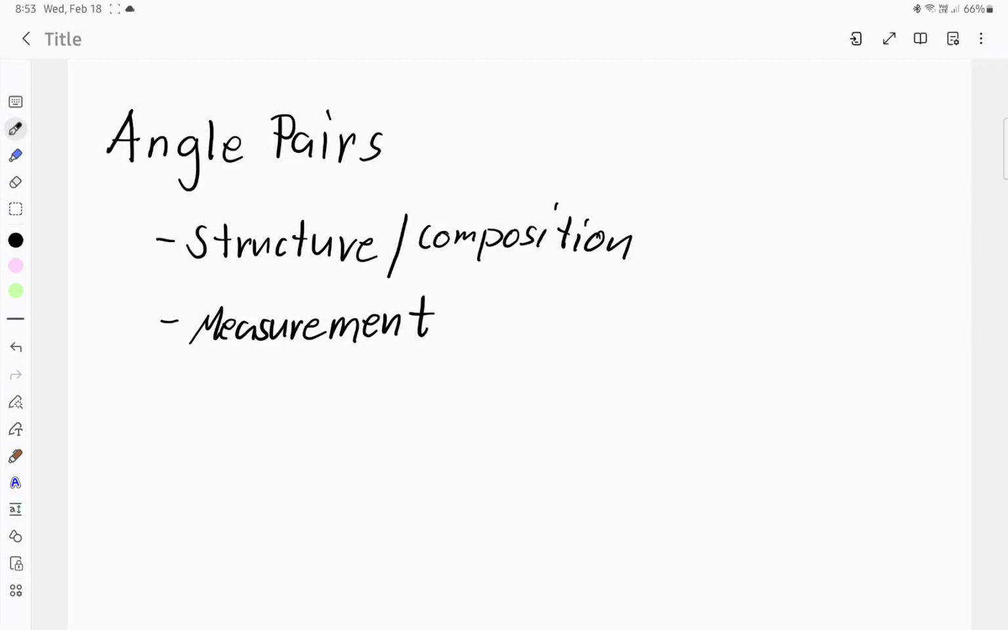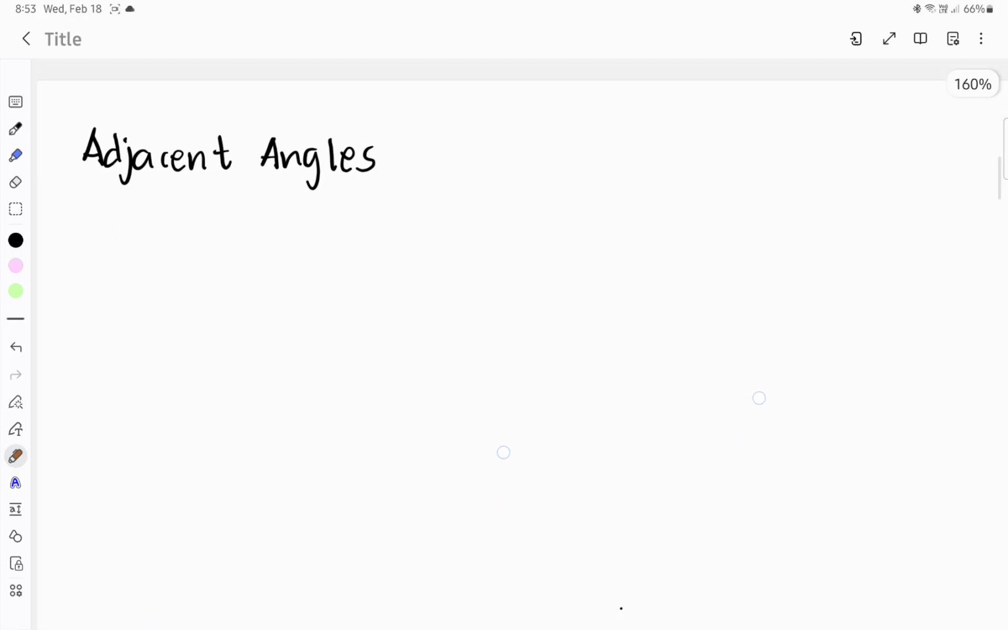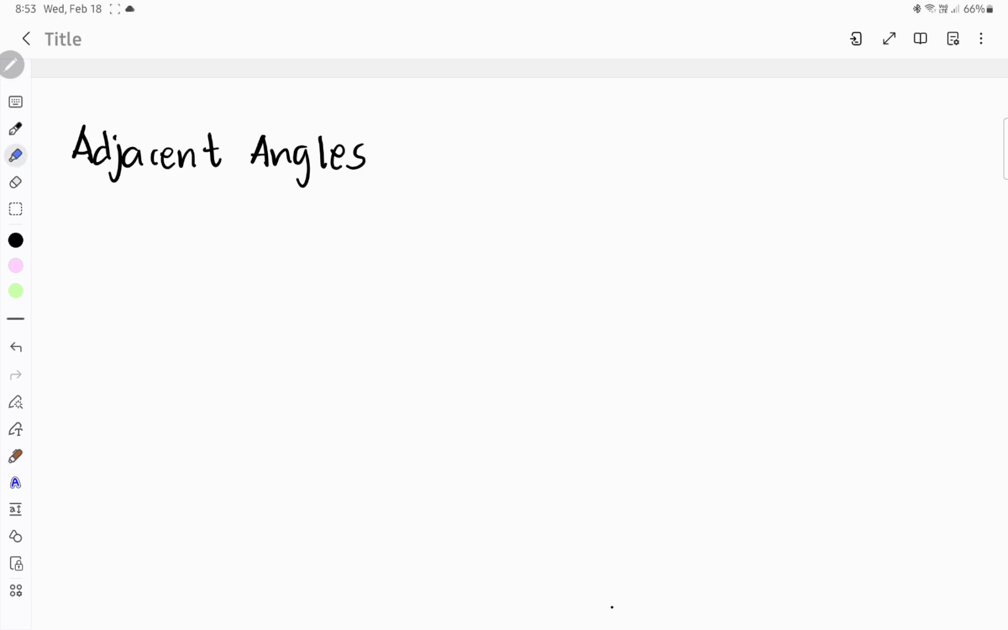In this video, we're going to discuss angle pairs. Angle pairs start with the structure or composition of the angle, so we're talking about two or more angles working together, followed by pairs of angles in relation to their angle measure. So, let's start. The first thing we talk about is what we call adjacent angles.